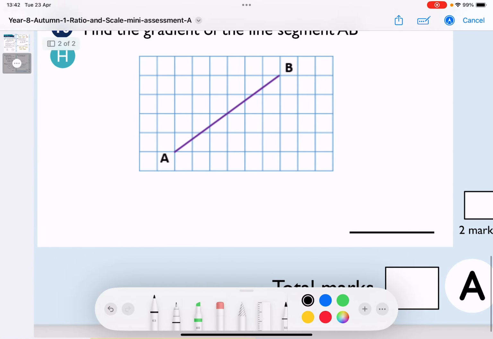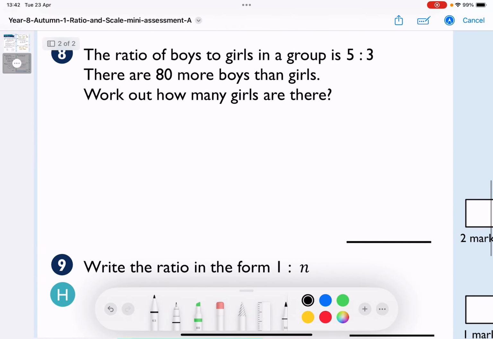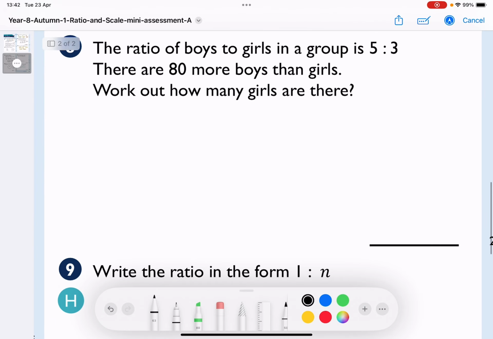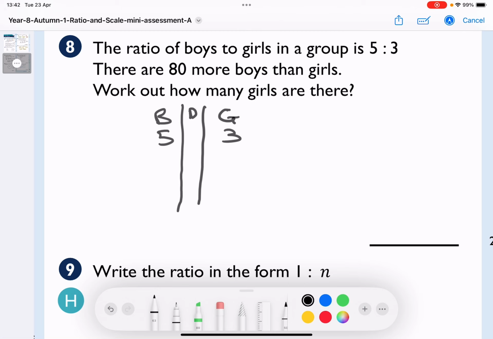Let's go over to here. Question 8. The ratio of boys to girls in a group is 5:3. There are 80 more boys than girls. Work out how many girls there are. So I've got boys, girls, 5, and 3. When I started seeing these questions, I used to put a column in that showed the difference, so how many more. I called it difference. And there are 2 more boys than girls in this problem. However, in the real problem, there are 80 more.